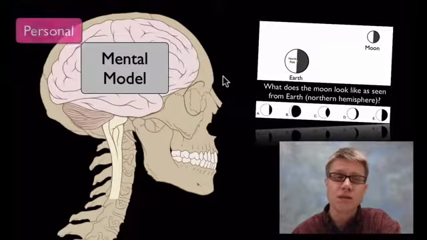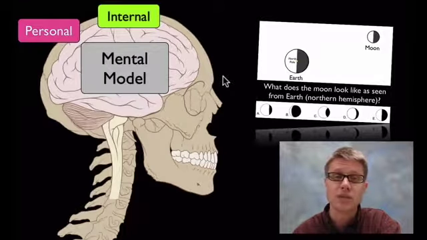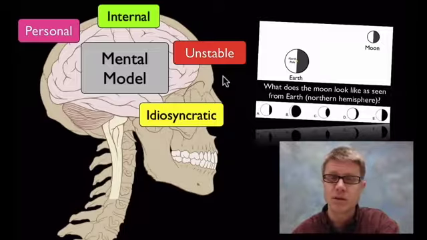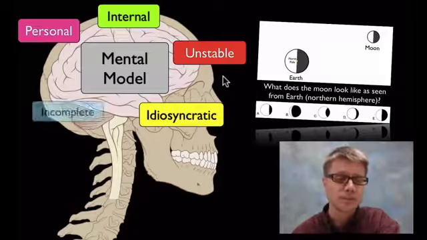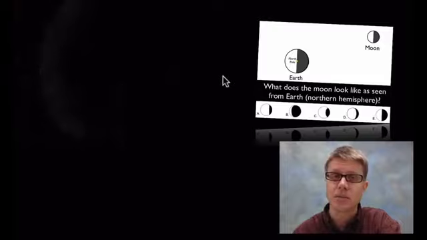The problem with mental models is that they're just yours. They're yours alone. They're inside your brain. They're unstable. They're idiosyncratic, which means they're going to be different in every individual. And lots of times, they're incomplete or ineffective. And so the mental model is not what we're talking about when we're talking about modeling.